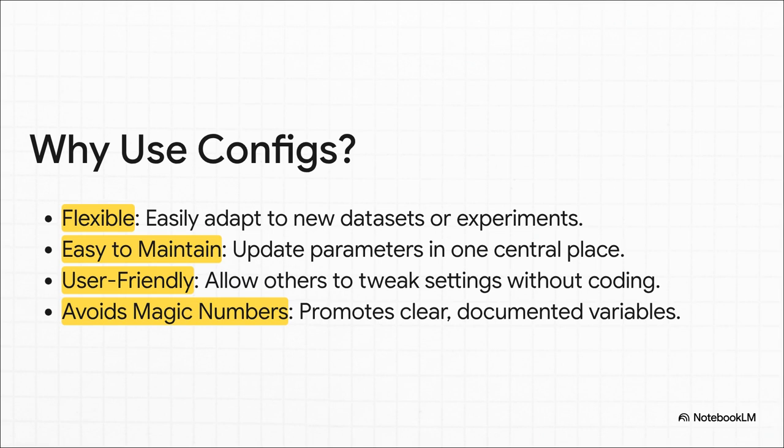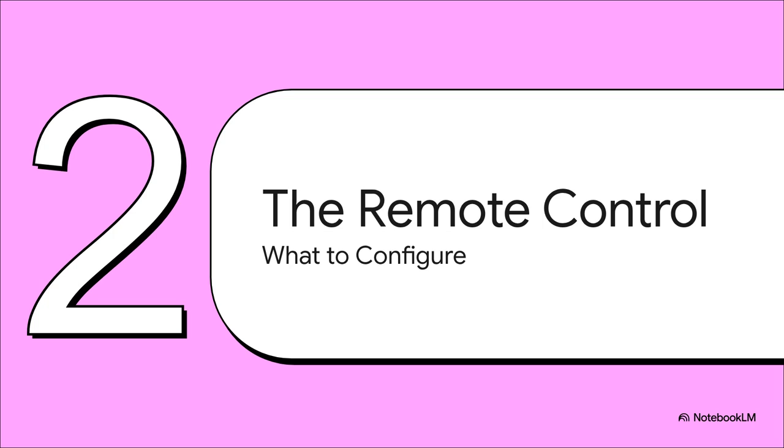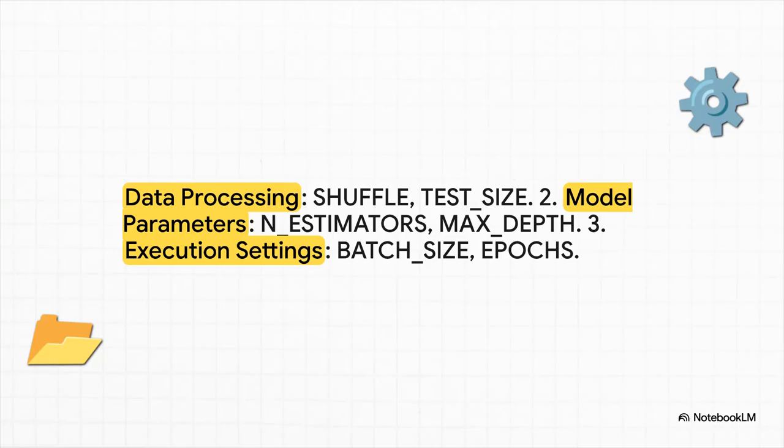No more guesswork. All right, section 2, let's talk about what actually goes on this remote control. What are the things we should be configuring? You can pretty much break it down into 3 common-sense groups. First up, you've got your data processing stuff, things like shuffle or test_size. Then you've got the really fun part, the model parameters. This is all your hyperparameter tuning, like n_estimators or max_depth. And finally, you have your execution settings. This is about how the code runs: your batch size, your epochs, that kind of thing.